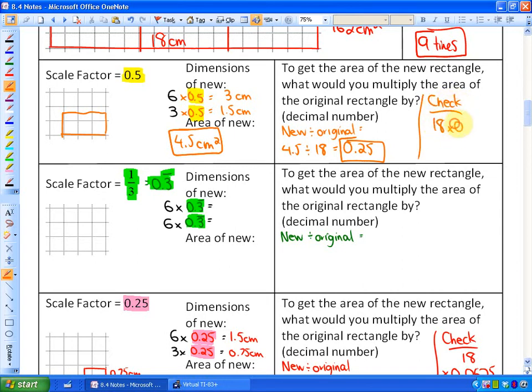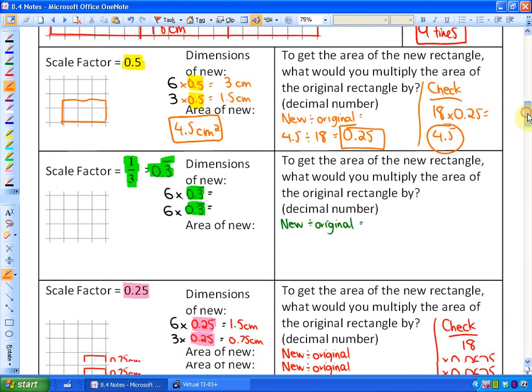What is 18 times 0.25? And you would get 4.5. Okay, so I'd multiply the area of the original by 0.25 to get the area of the new. Let's just do two more and we'll come to a conclusion.